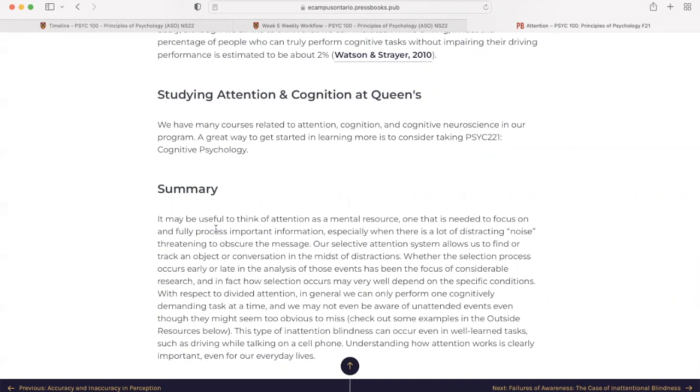With respect to divided attention, in general, we can only perform one cognitively demanding task at a time, and we may not even be aware of unintended events, even though they might seem too obvious to miss. This type of inattentional blindness can occur even in well-learned tasks, such as driving while talking on a cell phone. Understanding how attention works is clearly important, even for our everyday lives.